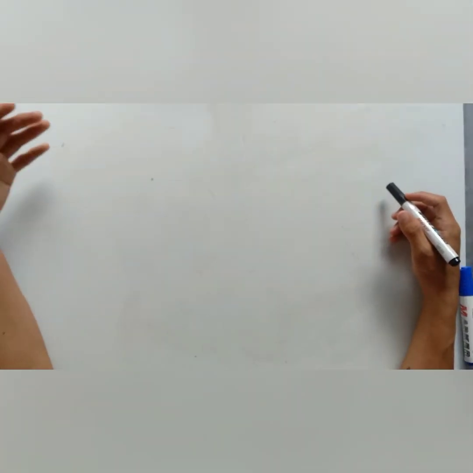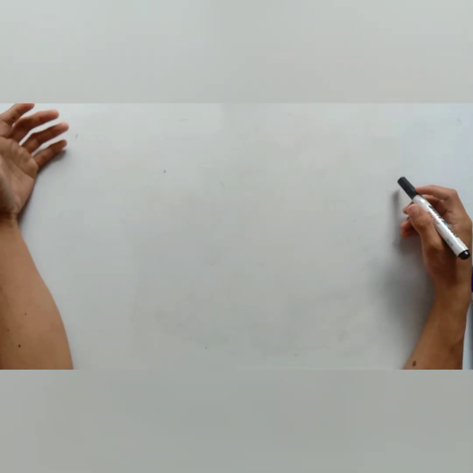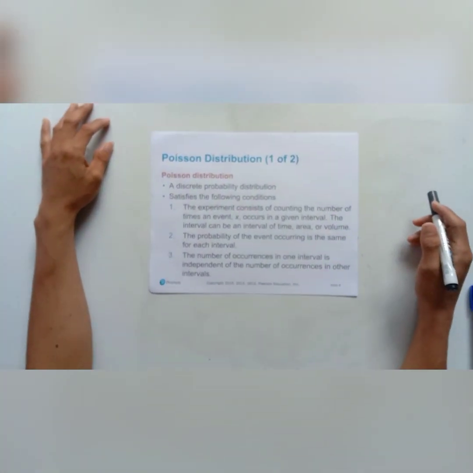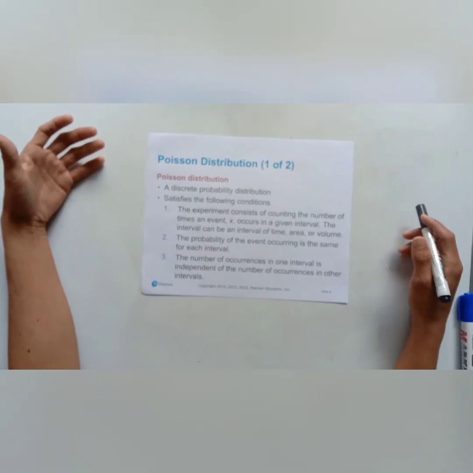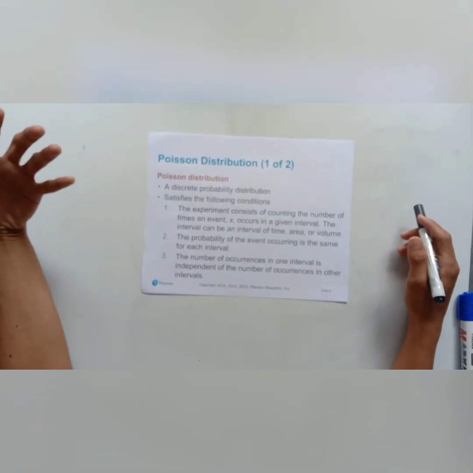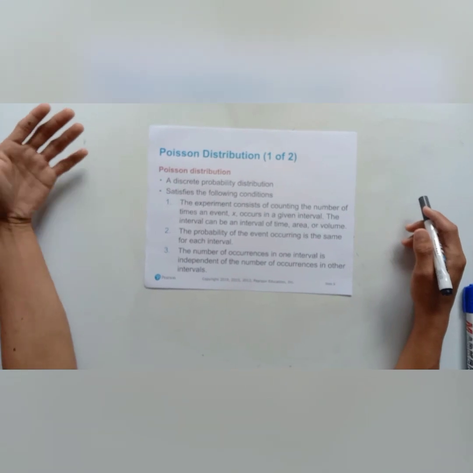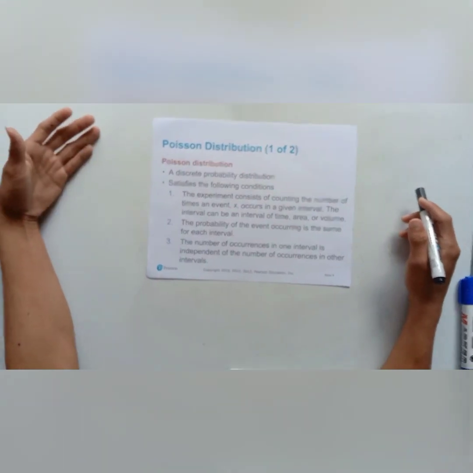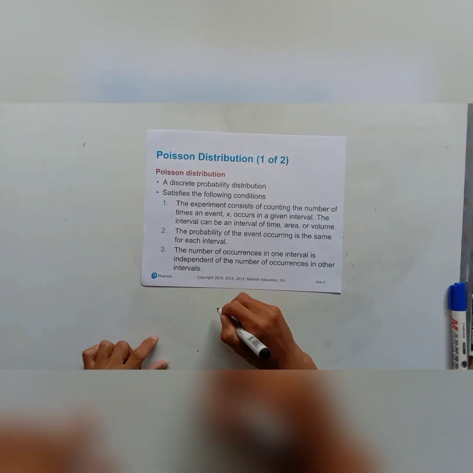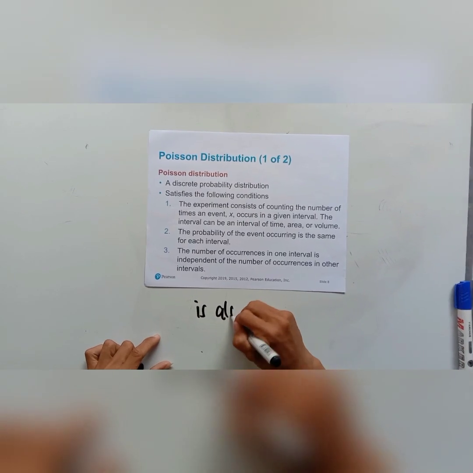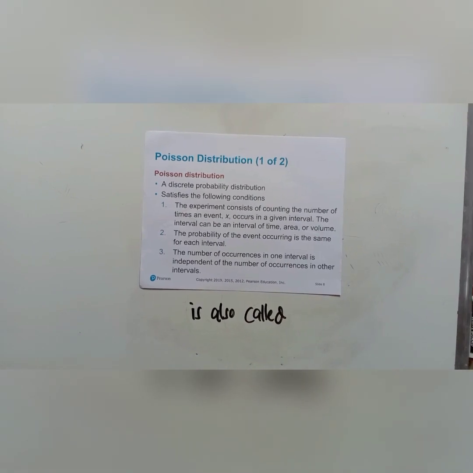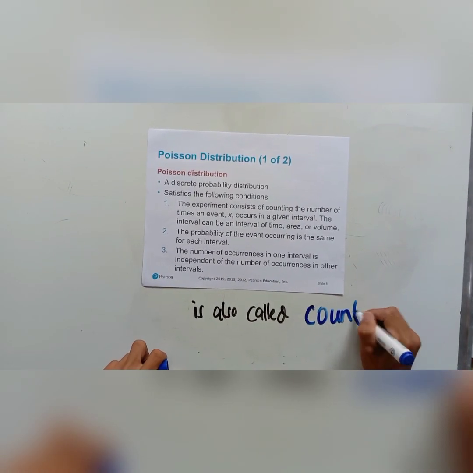Since we already learned about the geometric distribution, now we are going to proceed to another distribution, which is the Poisson distribution. A Poisson distribution is a probability distribution that can be used to show how many times an event is likely to occur within a specified period of time. In other words, the Poisson distribution is also called a count distribution.